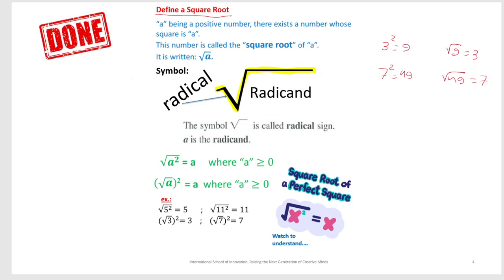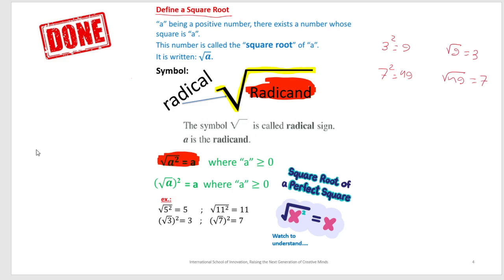The one that is inside is called the radicand, and the radicand should be positive. Also we took this formula: radical a, squared, equals a, where a is a positive number.